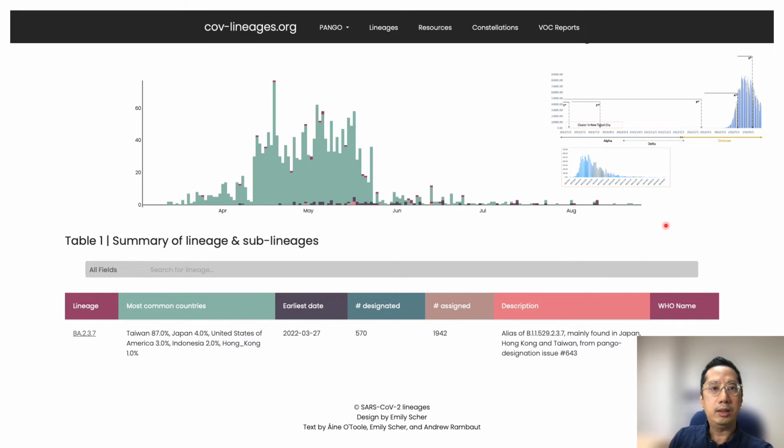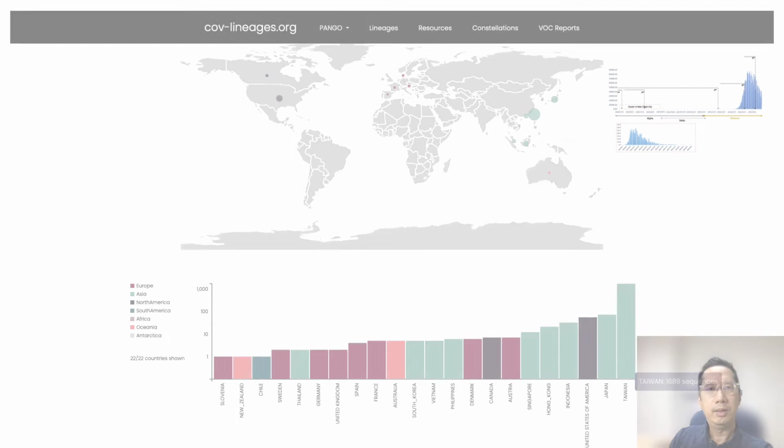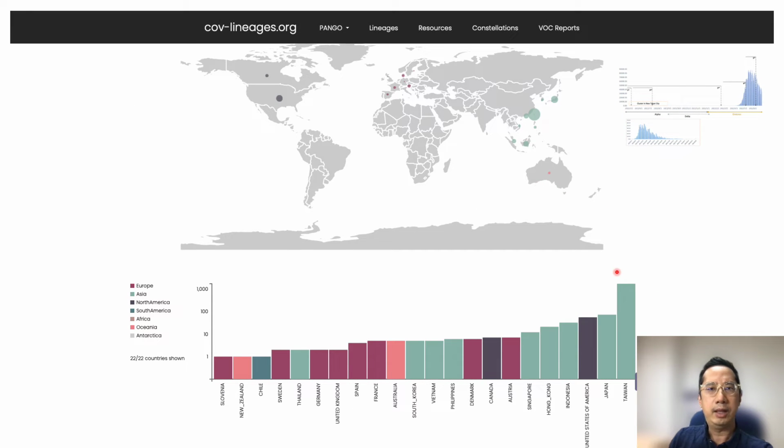Let's take a deeper look into the CoVLineage.org website, and you can see that we have some assignments in this lineage. And this is, again, not only important events in Taiwan, but also important lineages in the rest of the world.